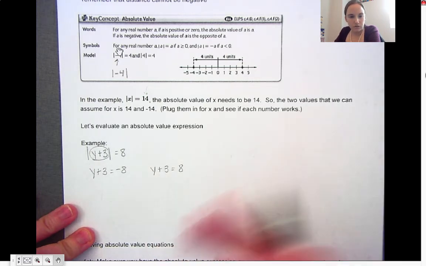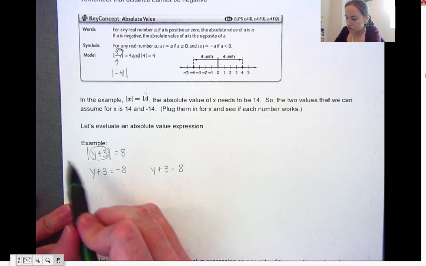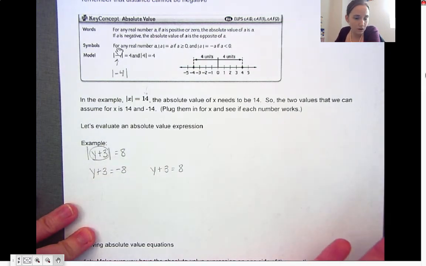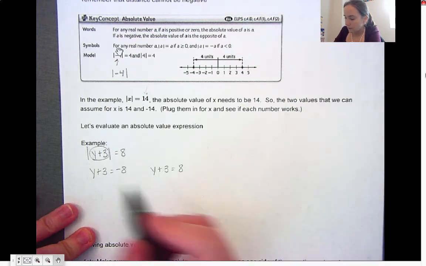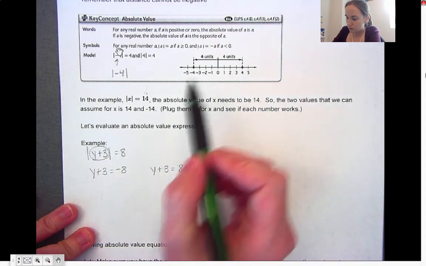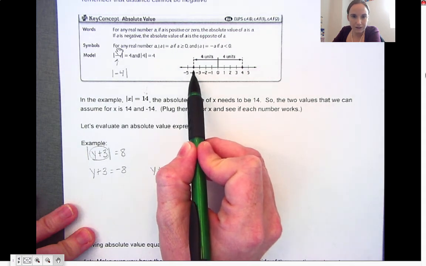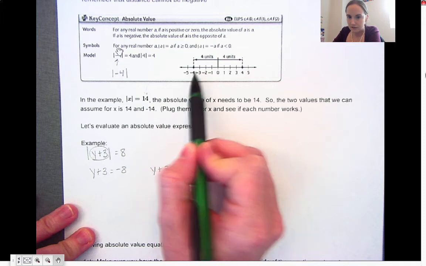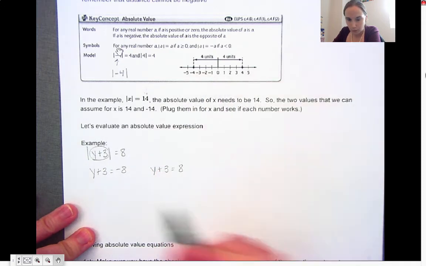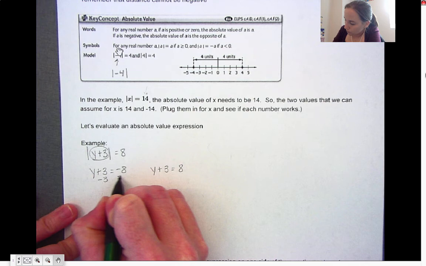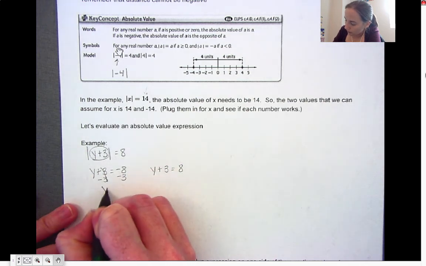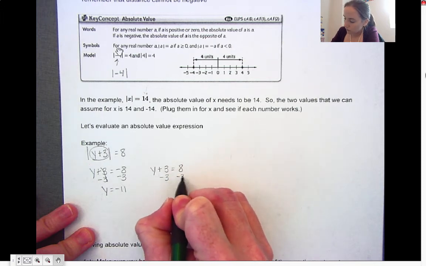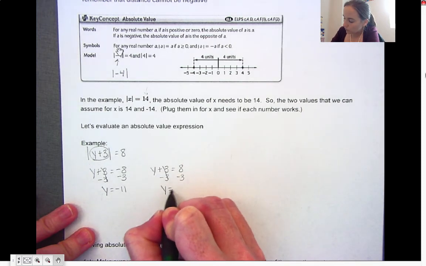A lot of people, this is where students make mistakes because they just solve what's in front of them. They just say y plus 3 equals 8, and that's the only one they solve. And they forget that the distance goes in both directions, because we have a negative number that will give us absolute value the same distance as the positive number. Okay, so take away the 3 from both sides and we'll have y equals -11. And over here, subtract the 3 from both sides and we'll have y equals 5.